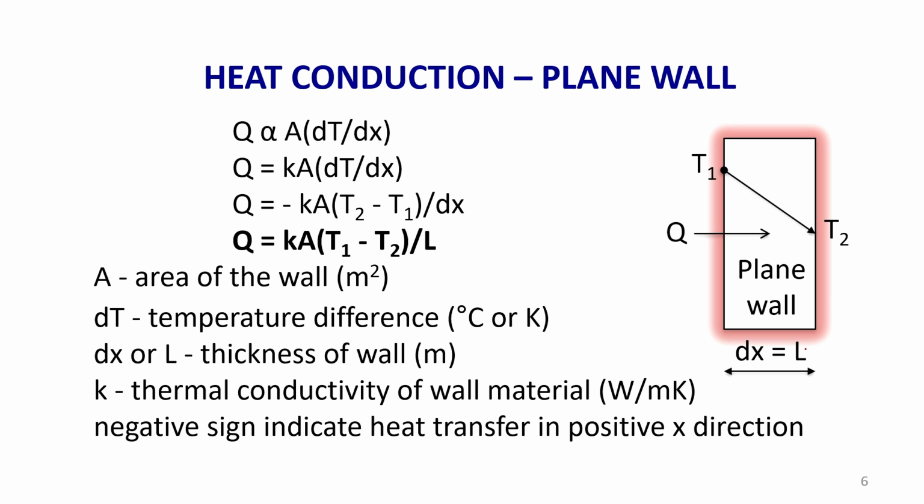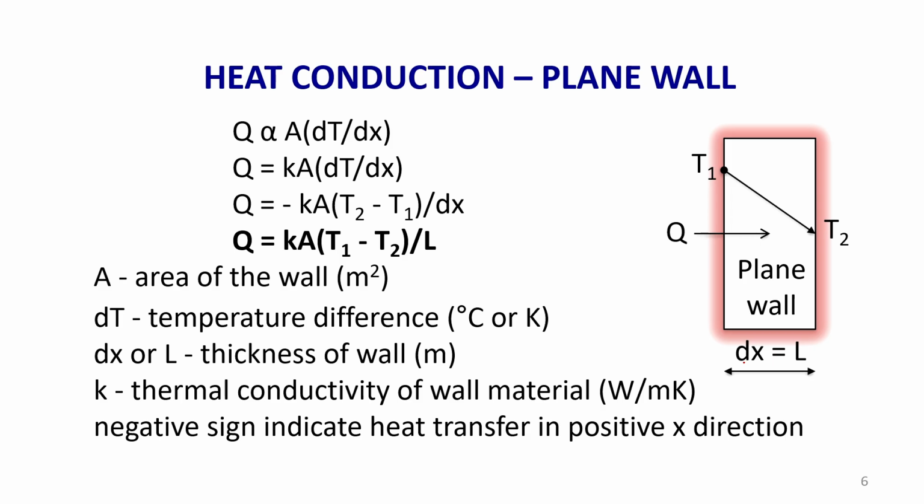The thickness of the wall, this is not the length of the wall, this is the thickness of the wall. It is taken as dx, which is equal to L. In heat transfer, both theory and numerical questions, whenever we say for a plane wall it is dx, it refers to the thickness, which is equal to L. Some books might use small letter delta, but otherwise we can use dx or capital L.